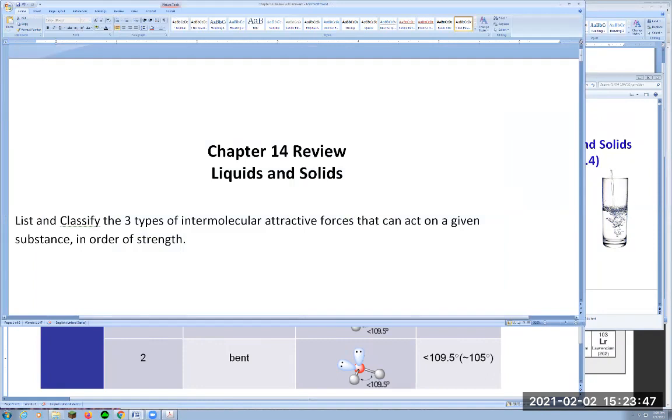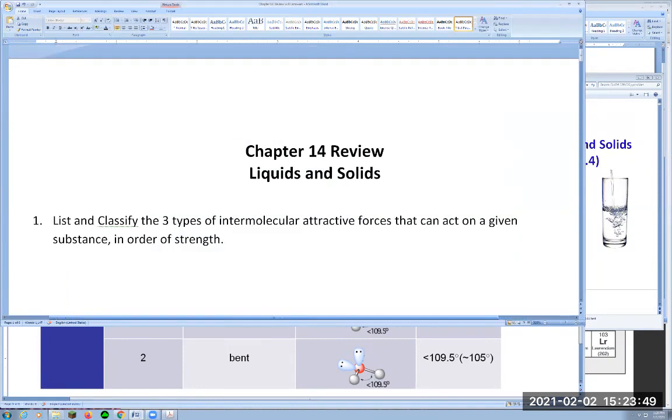The first question, so chapter 14, the title is Liquids and Solids, and it's mostly on intermolecular attractive forces, which are what holds solids and liquids into their physical states. That's why it's all about these intermolecular attractive forces. And so the first question is asking to list and classify the 3 types of intermolecular attractive forces that can act on a given substance, and do that in order of strength. So there are 3 intermolecular attractive forces.